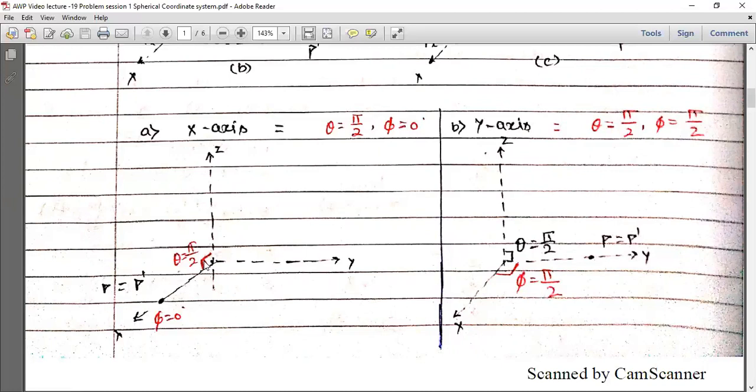Okay, so for the x-axis, one thing is clear: for every point lying on the x-axis, the second coordinate is always pi by 2, or 90 degrees. There will be no doubt in this particular case.